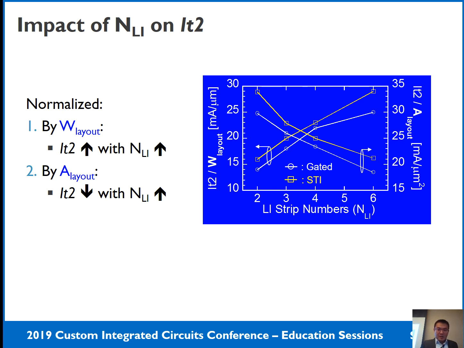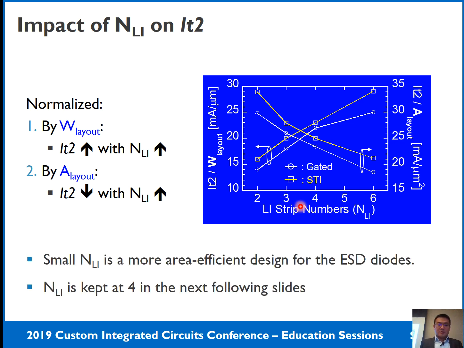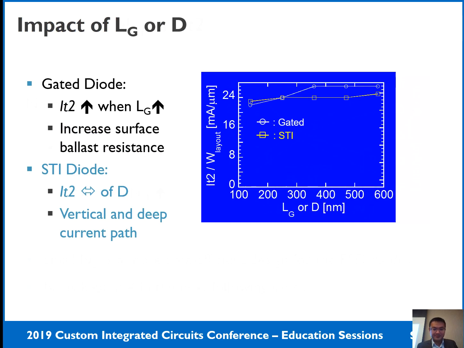So this result also indicates the current is not spread uniformly along the fin length direction. A small local interconnect number is a more area-efficient design for the ESD diode. But for a fair comparison in the following slides, the local interconnect number is kept at four for the other layout parameter splits.